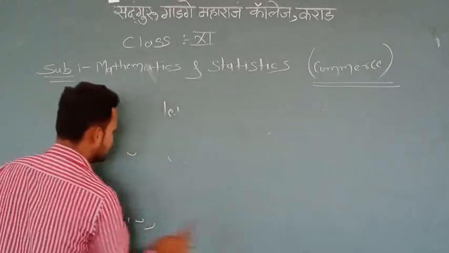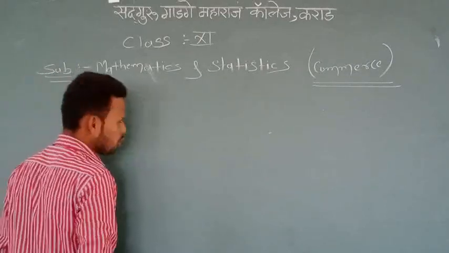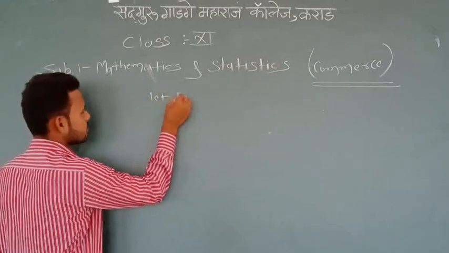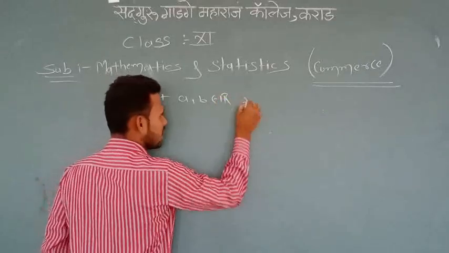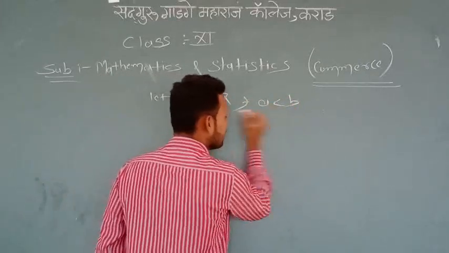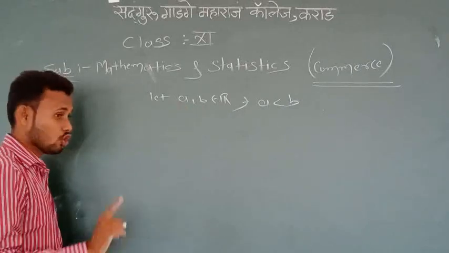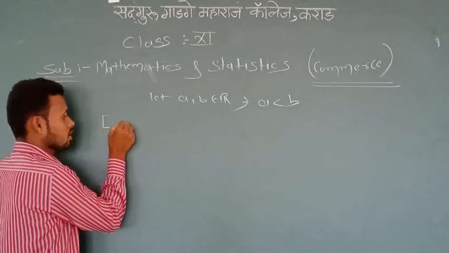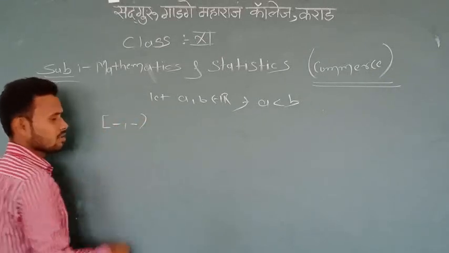Now the next point is the semi-closed interval. For that, the same procedure: let a, b belong to the real numbers with the condition a strictly less than b. This condition should hold. Now what is the semi-closed interval notation? For the semi-closed interval, here the first component, then comma, then the second component.